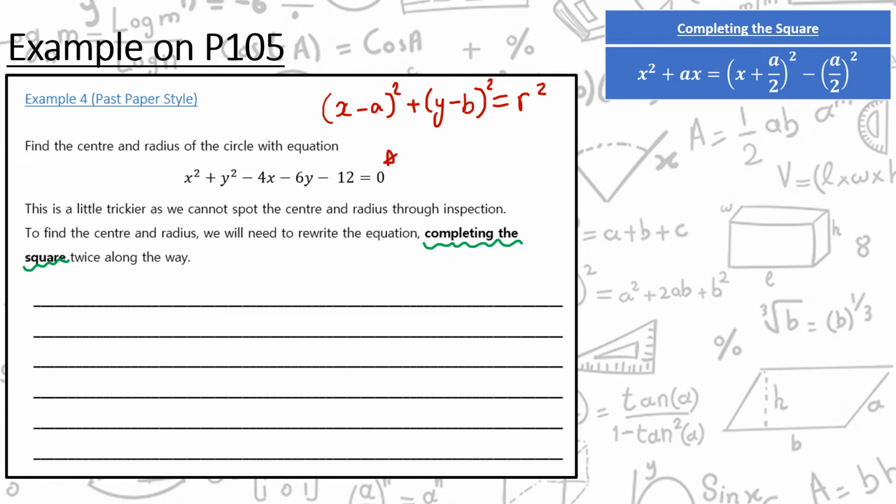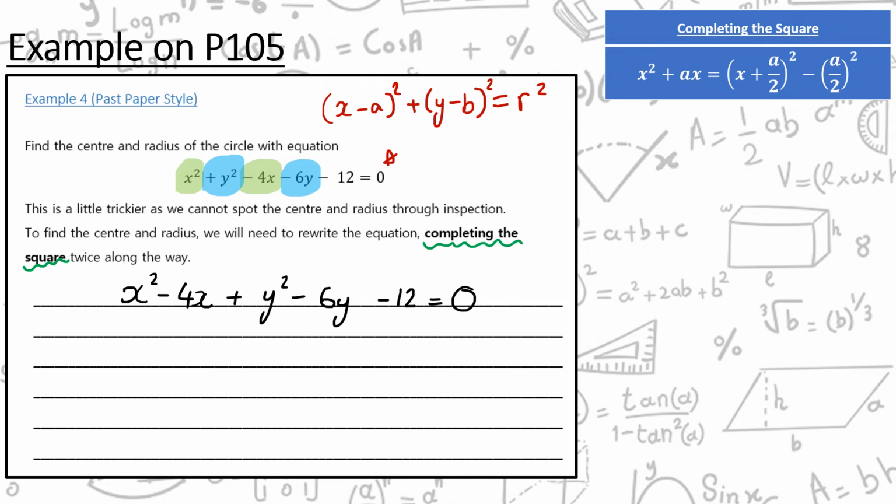The very first thing I'm going to do is rewrite the statement, and I'm just going to put it so that the x terms are next to each other and the y terms are next to each other. So I'm going to call this x squared take away 4x plus y squared take away 6y, and I'm going to keep the 12 there for now. I could move it, but there's going to be more numbers to move shortly.